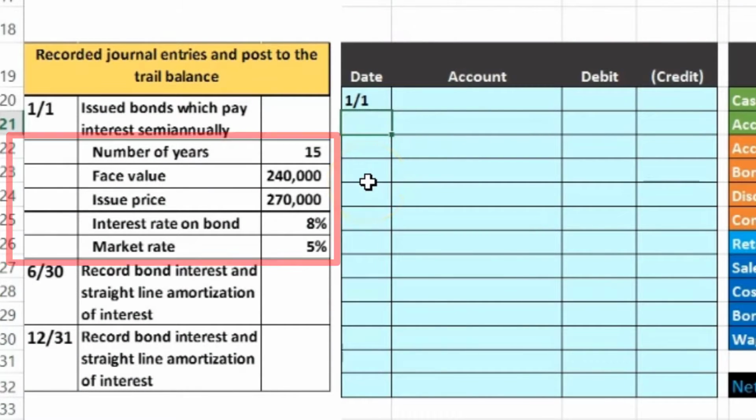It's going to have a face value of $240. It's going to have an issue price of $270. Interest rate on the bond is 8, and market rate is 5.